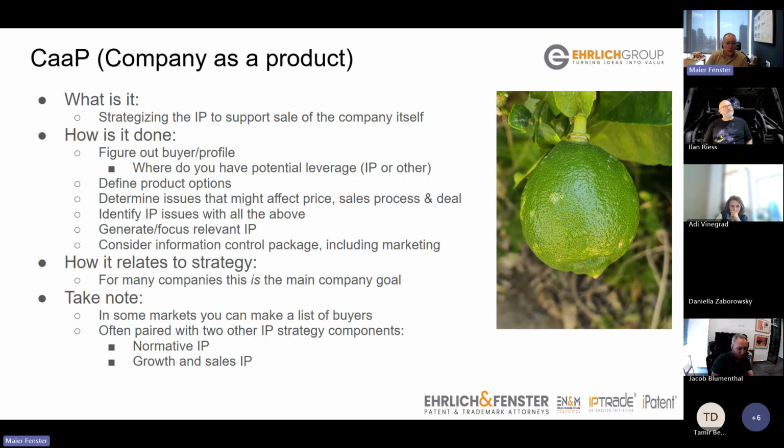And when you do this cap IP strategy, it's usually not going to be alone. Usually you're going to want to have normative IP, let's say the results of an IP design process, because your company has to be at least, usually, at least okay from an IP perspective. And you might want to have some IP strategy having to do with growth and sales of the company.